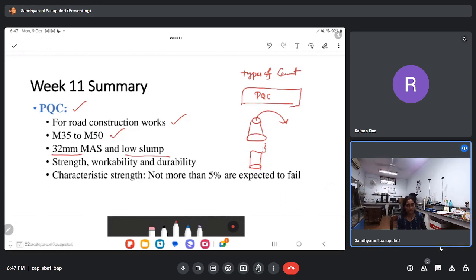If not, it will be in the lower slump. So we recommend to use the low slump with 32 mm maximum aggregate size for the PQC construction. And what are the main features to be understood while designing this PQC mix design?